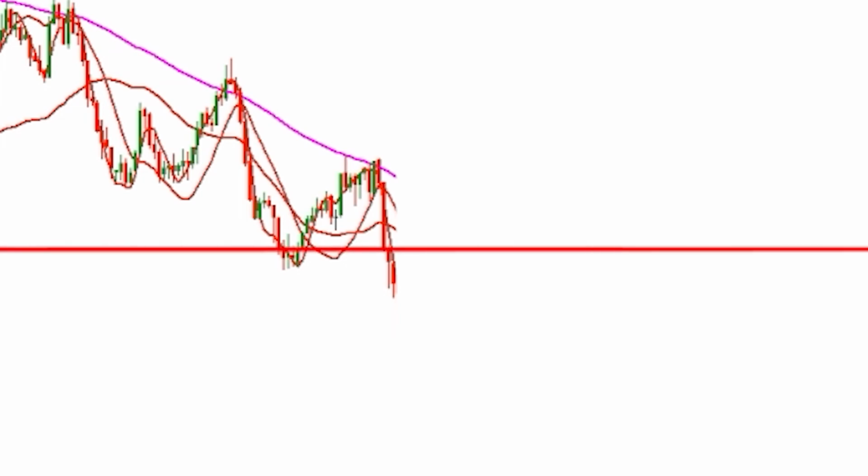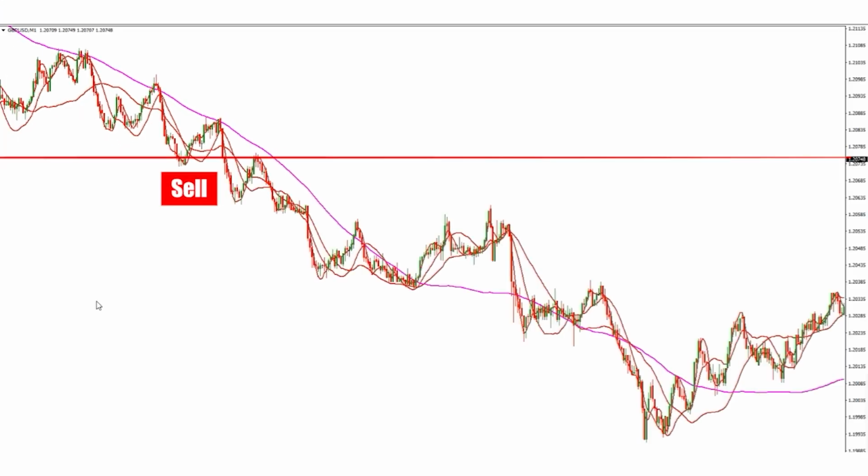We've identified the exact bar to enter from. We'll put in our sell order here, and as you can see, the market moved on down.